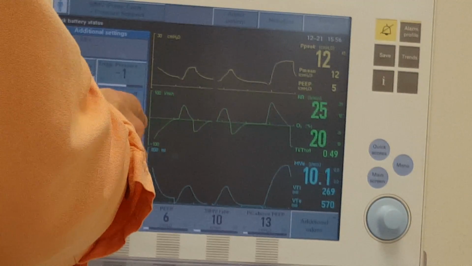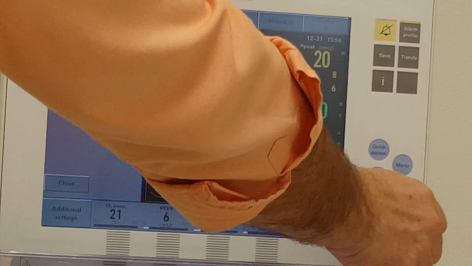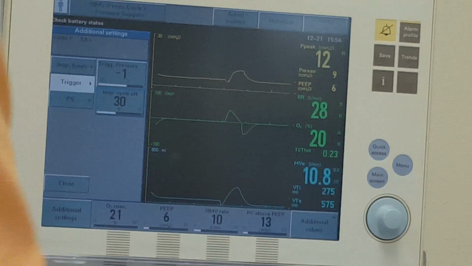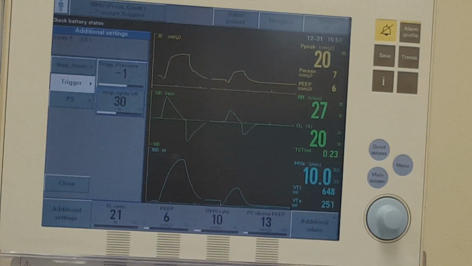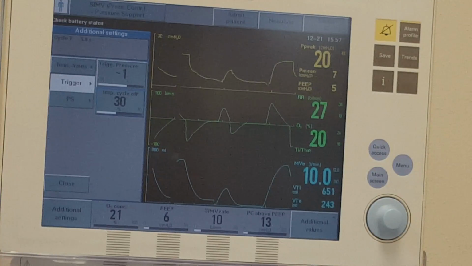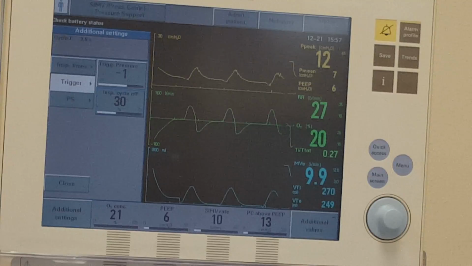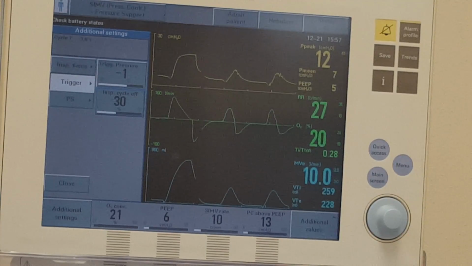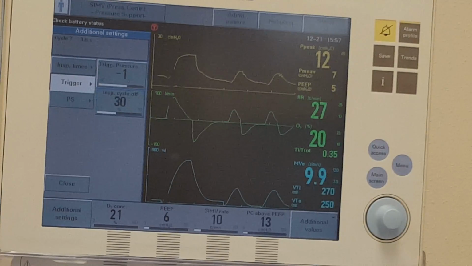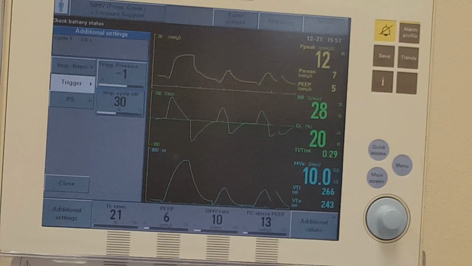285, 270, 278. And notice when we go back up to 30%, we're going to cycle a little sooner. You can see the cycle there is a little sooner. And notice our tidal volumes are now down, none of them are going up as high as 280, right? They're down to 266, 270. So it hasn't made a huge change, but about 15 or so mils.